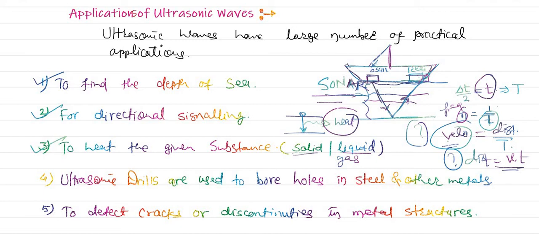Next one, ultrasonic waves are used to drill. Ultrasonic drills are known as drills that bore holes even in steel and other metals. Metals are very hard to drill. So there, without any mechanical drilling machine, we can use ultrasonic drills. Ultrasonic drills will help you to bore metals, steels or other hard materials.